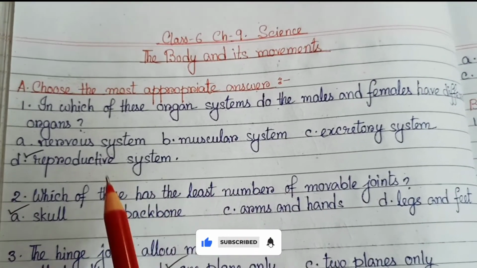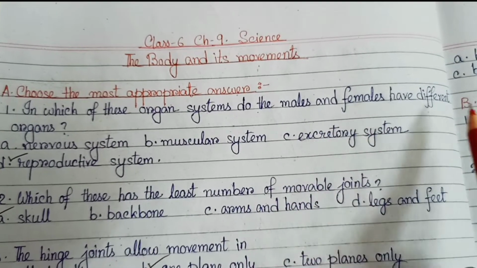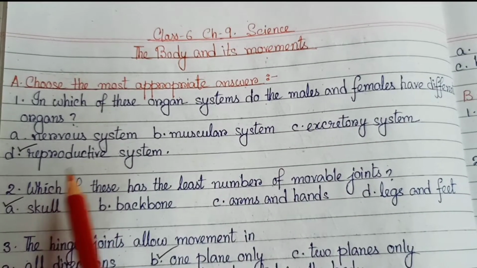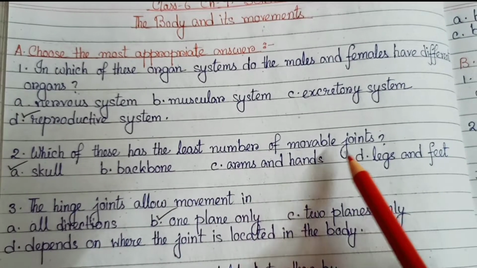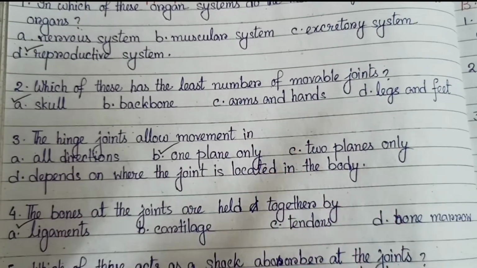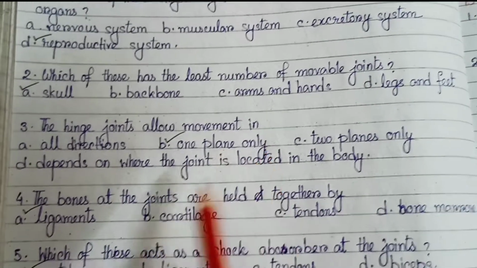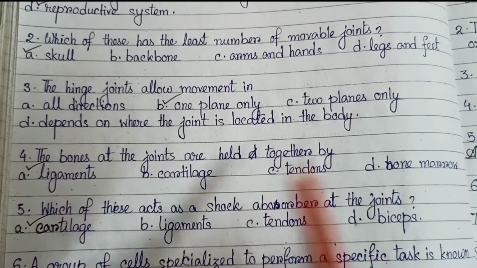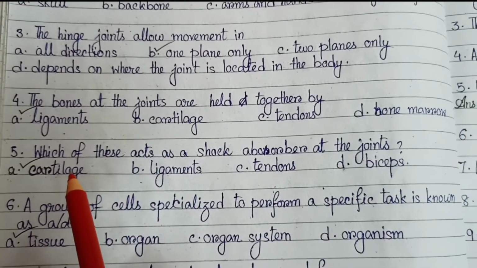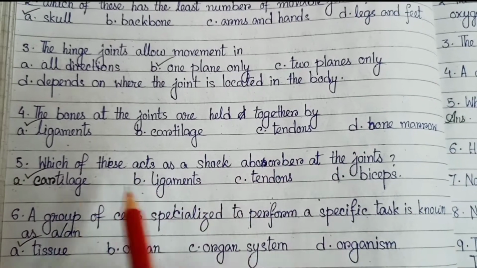Number A, choose the most appropriate answer. Number 1, in which of these organ systems do males and females have different organs? Reproductive system. Number 2, which of these has the least number of movable joints? Skull. Number 3, the hinge joints allow movement in one plane only. Number 4, the bones at the joints are held together by ligaments. Number 5, which of these acts as a shock absorber at the joints?